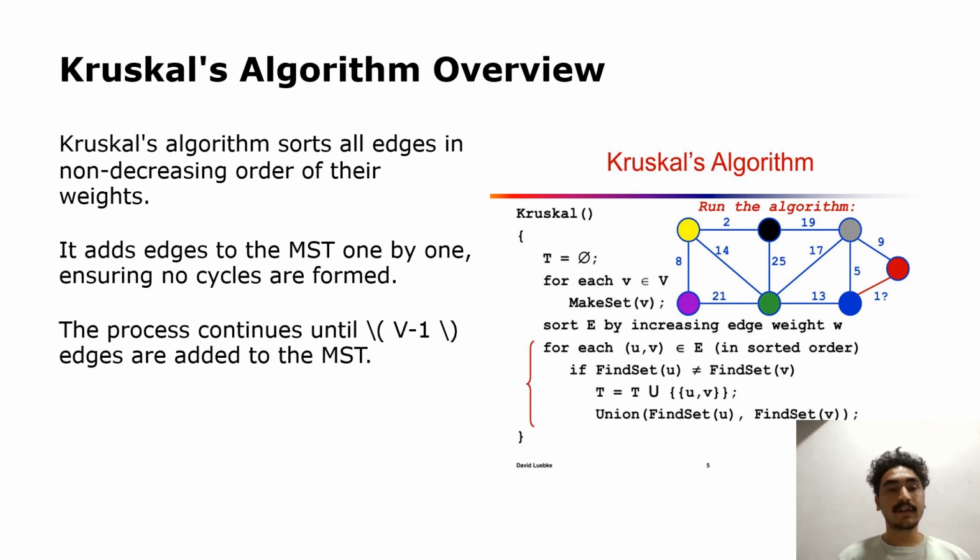We move to Kruskal's algorithm overview. Kruskal's algorithm sorts all edges in non-decreasing order of their weights. It adds edges to the minimum spanning tree one by one, ensuring no cycles are formed. The process continues until V minus 1 edges are added to the minimum spanning tree.